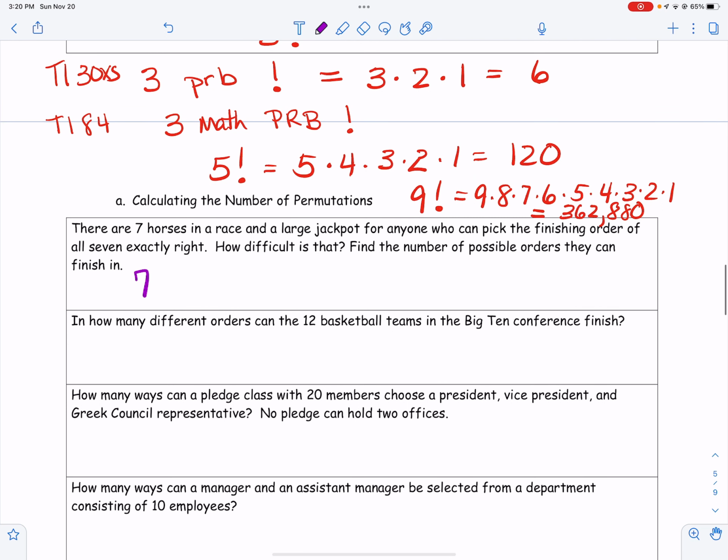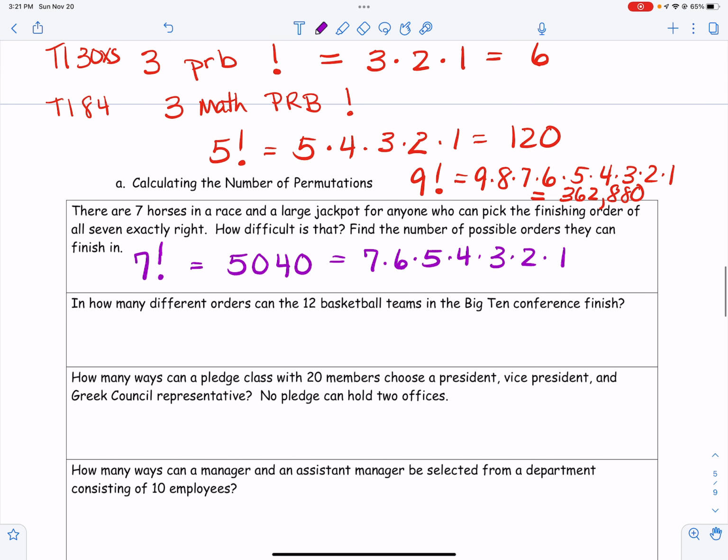We are going to hit 7 factorial, okay? And hopefully you will get the number 5,040. If you ever forget how to do 7 factorial, then you can always type in and multiply these numbers out, okay? Because that's what it means.